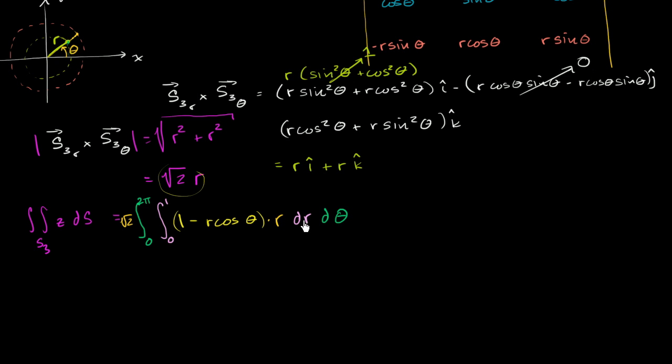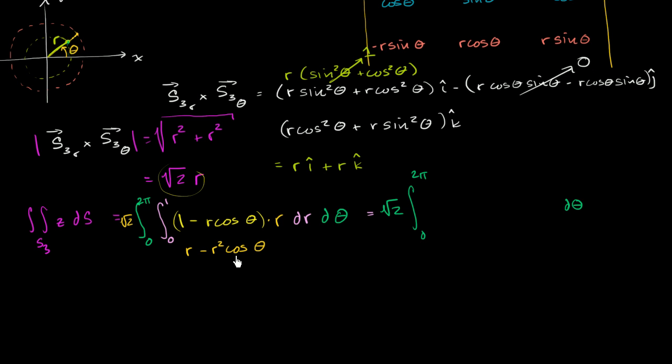So let's do the first part. Let's do this inside part right over here, and I'm just going to rewrite the outside part. So this is going to be equal to, we have our square root of 2 times the integral from 0 to 2 pi of, and we have d theta right over here. So that's the outside. This inside part right over here, if we distribute the r, we can rewrite it as r minus r squared cosine of theta.